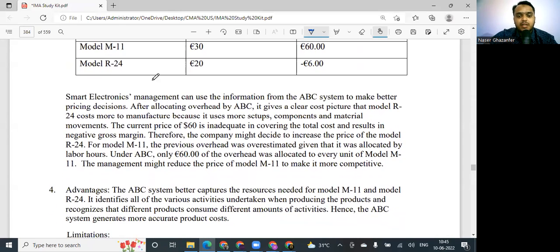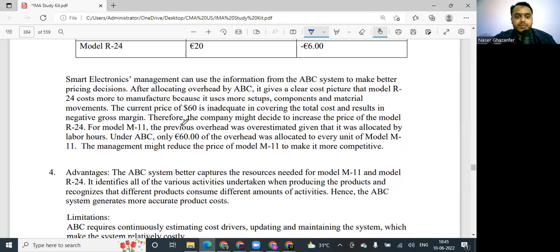अब देखो, Smart Electronics management can use information from the ABC system to make better pricing decisions, as we discussed. After allocating overhead by ABC, it gives a clear cost picture that model R24 costs more to manufacture because it needs more setups, more components, more material movements. So see, he is further elaborating on question number 1 and 2, which we have done. Whatever has happened, like this is costing this much, that is costing that much, he has just explained that type of costing there.